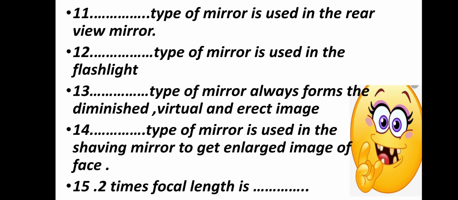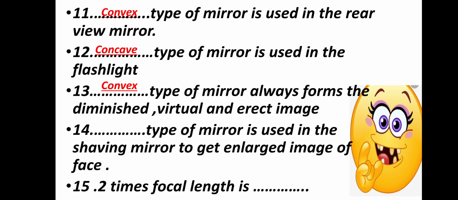Next question. Dash type of mirror is used as the rear view mirror. What kind of mirror? What type of mirror? That is convex type of mirror, or convex mirror is used as the rear view mirror. What type of mirror is used in a flashlight? Concave mirror is used in the flashlight. Dash type of mirror always forms a diminished, virtual and erect image. Convex type of mirror always forms a diminished, virtual and erect image.